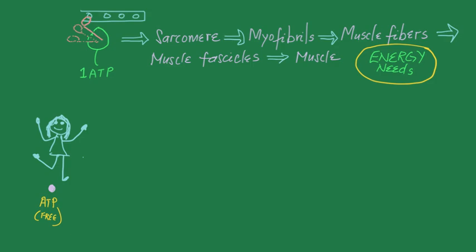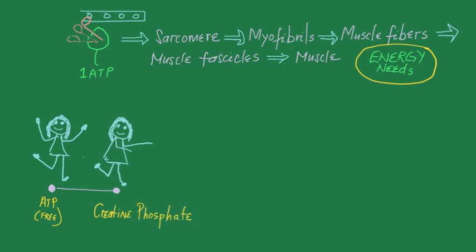Then you keep running. Let's say you're running and you need more ATP. Now you've run out of all your ATP. You have to rely on another molecule called creatine phosphate. Creatine phosphate is already available in the muscle. It provides the phosphate to ADP. ADP is adenosine diphosphate. It picks up that phosphate from creatine phosphate and becomes ATP, which is adenosine triphosphate.